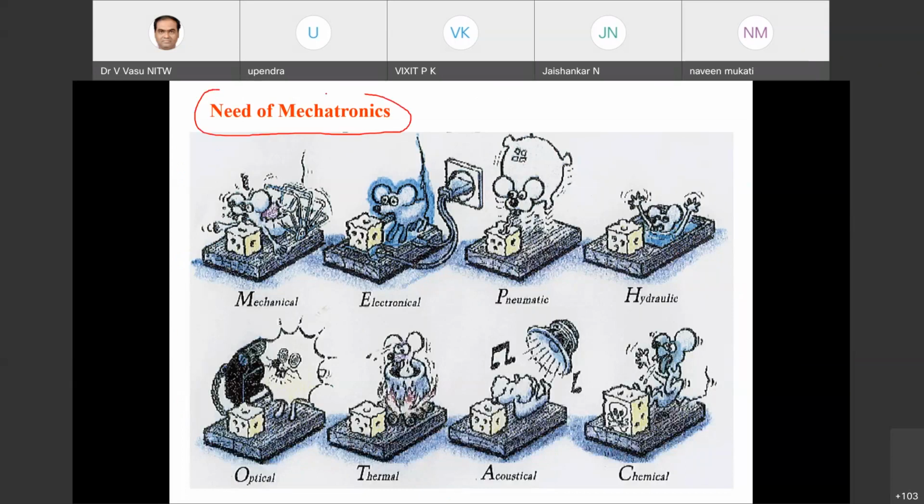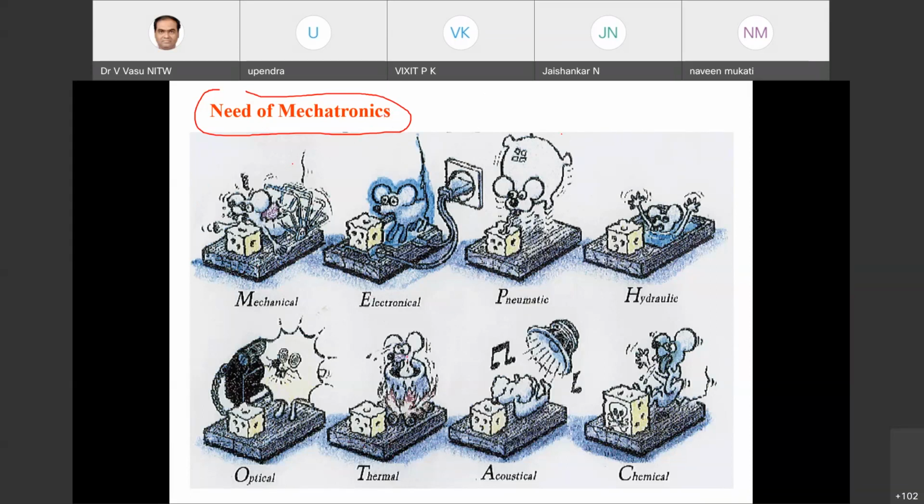We are going to see why we need these particular mechatronic systems. If you look at your daily life, whatever systems you have, all are mechatronic systems. The main task here is, if you want to kill a rat and you give it to different domain engineers, the different people will each use a different technology.